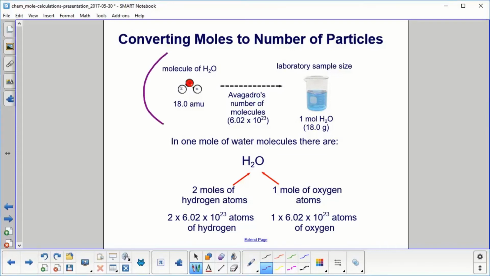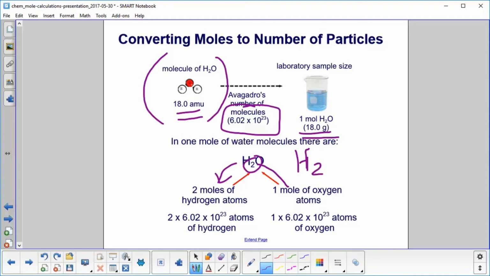So recall, when we had 1 molecule of water, 18 AMU, in 1 mole of water, which is 18 grams, we had 6.02 times 10 to the 23rd water molecules. So in 1 mole of water molecules we have, this number here tells us that we have 2 moles of hydrogen atoms and then 1 mole of oxygen atoms. Here, let me kind of rewrite over that. So 2 moles of hydrogen, 1 of oxygen. So to find out how many atoms there are, we multiply that by Avogadro's number. So this tells us how many atoms of hydrogen we have, and this tells us how many atoms of oxygen.